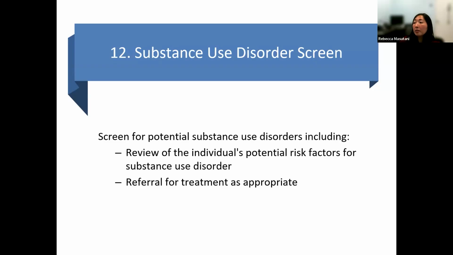And lastly, it's important to screen all patients during the annual wellness visit for substance use disorders. And as I mentioned previously in the opioid use disorder screen slide, to have providers place referral for specialists as appropriate.